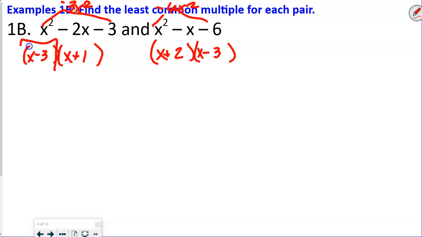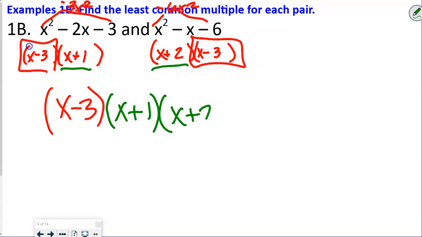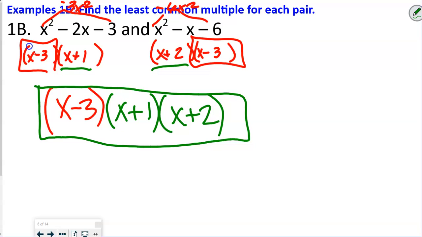Okay, so now this is what I like to do. I like to take the one that's repeated and I write it first. So that is going to go first. Then we're going to write everything that's not repeated. Okay, so we're going to write this and this. So we're going to have x plus 1 and x plus 2. So if we had these two equations as our denominator, then our common denominator would be this right here. Okay?